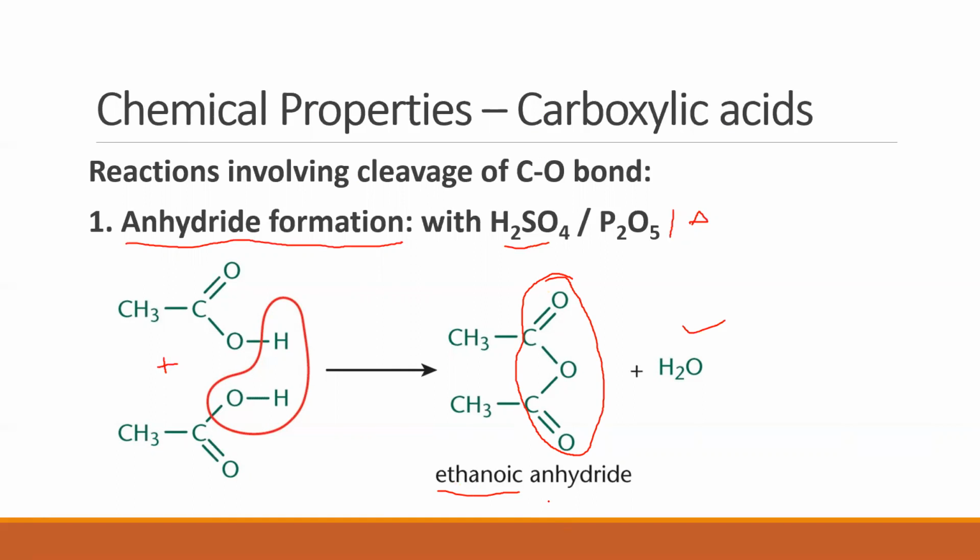So how do you form the anhydride? React two carboxylic acids in the presence of sulfuric acid or P2O5 and heat. Water is eliminated. H plus is removed from the first carboxylic acid. OH minus is removed from the second carboxylic acid as water. The remaining groups combine to form an anhydride. Clear? All right.